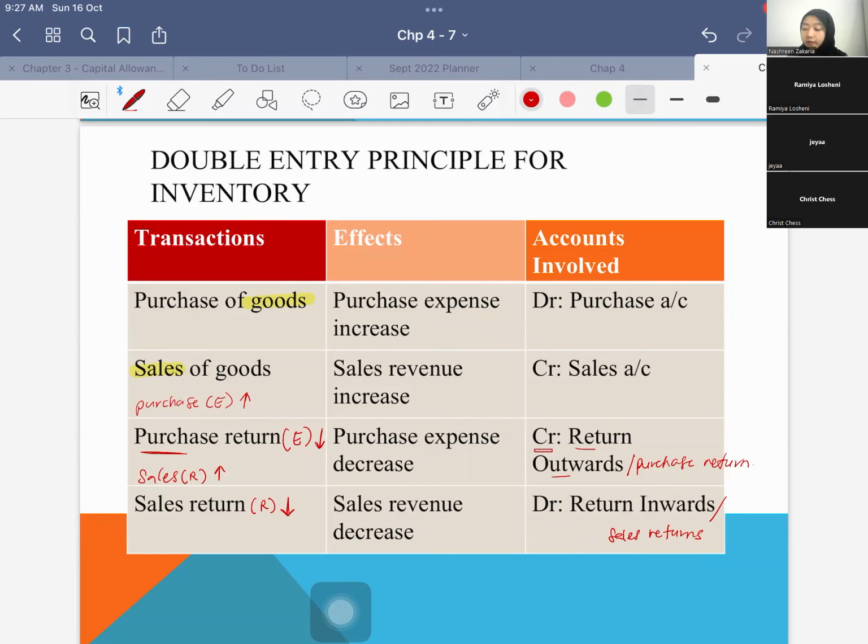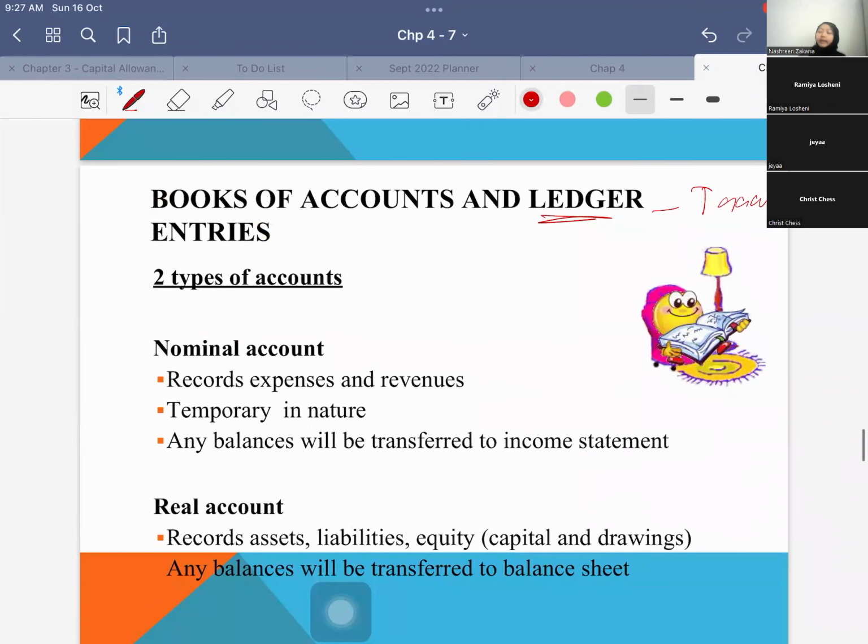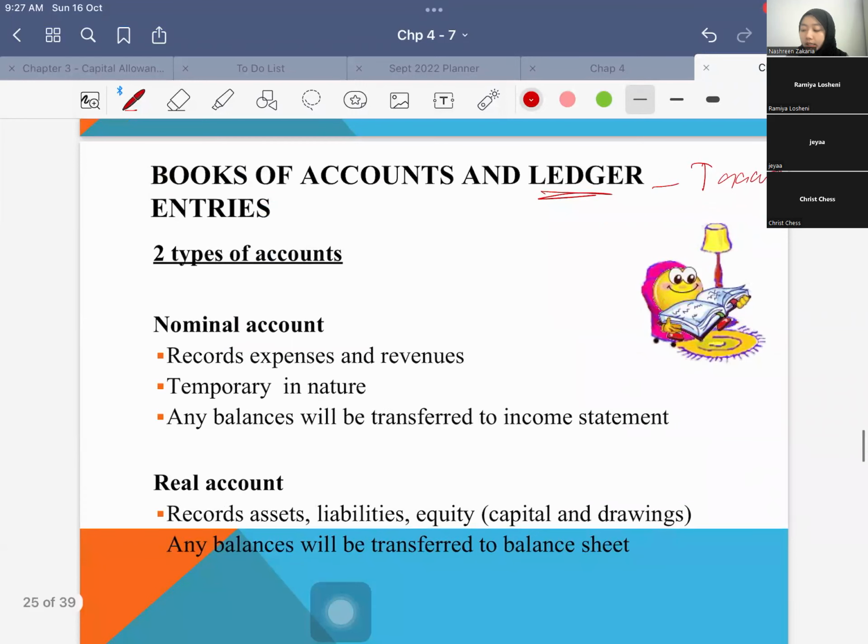Yes, Miss. Thank you. Alright. Now, move back to the ledger. Tadi dah settle kan? Okay. Now, move back to the ledger. Ledger is the account. Okay, we have two types of accounts. One is nominal account. Another one is real account.